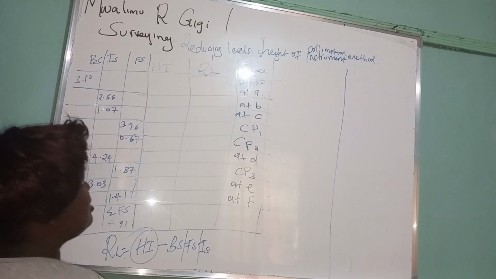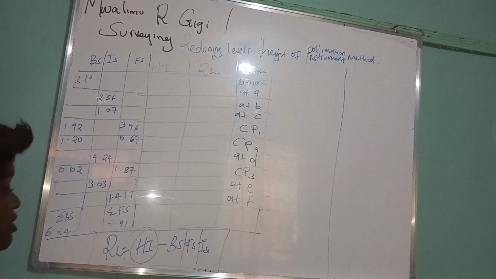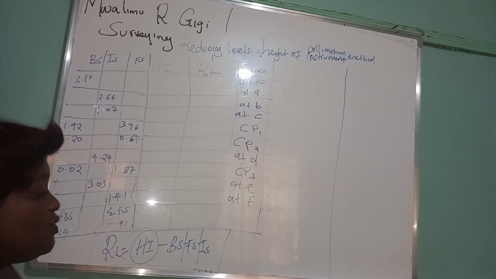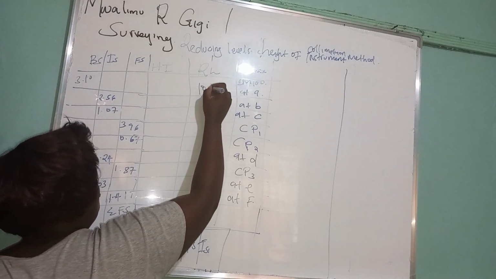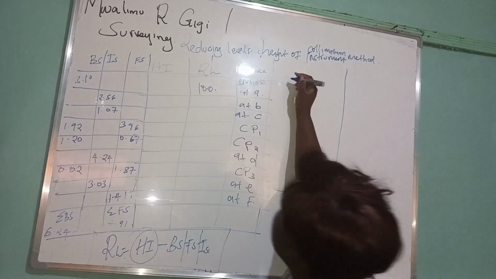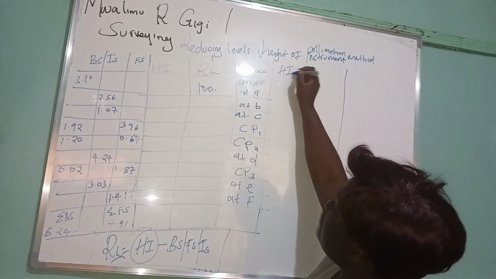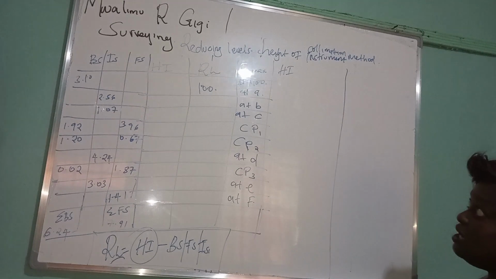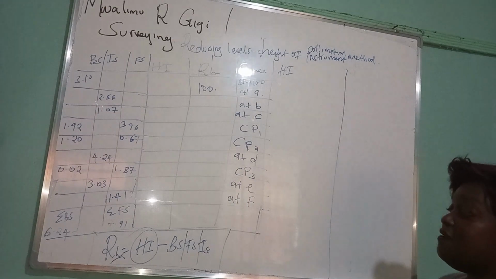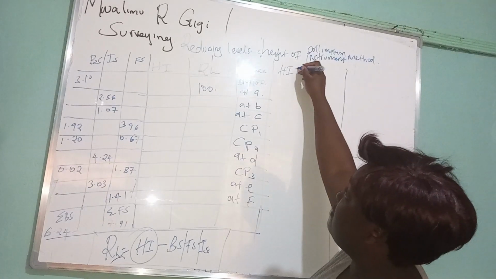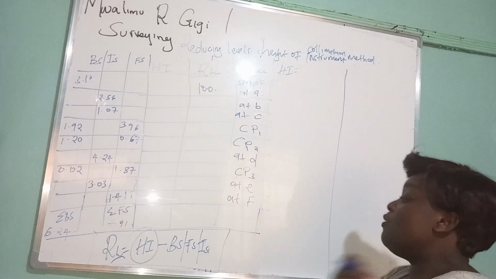So for the first step, we know the formula: reduced level equals height of instrument minus backsight, foresight or intermediate sight. At point A, we have a reduced level of 100. So we want to get the height of instrument at that point. We have a backsight and the reduced level. So what is the height of instrument? We'll make the height of instrument the subject of the formula.